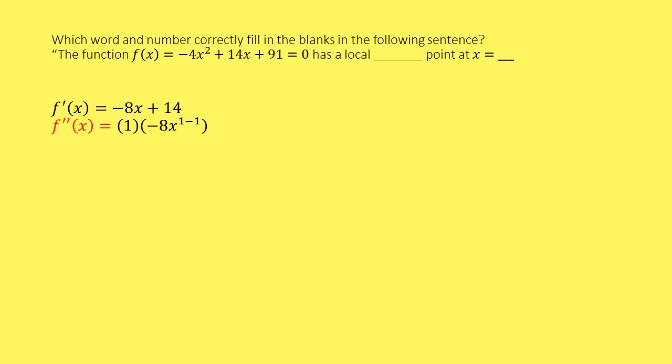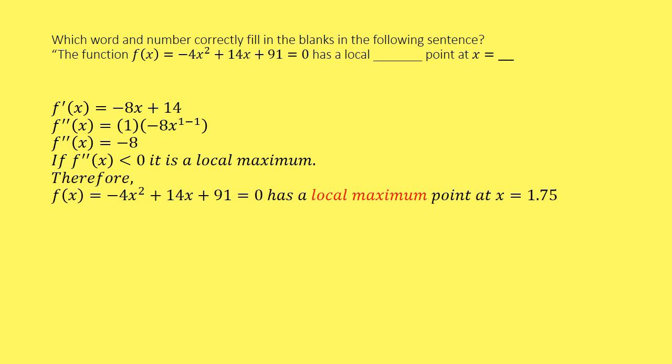We will end up with the power 1 being brought to the front and multiplied by the minus 8x, which is to the power of 1 minus 1. Therefore, the second derivative equals minus 8. The rule is that if the second derivative is less than 0, then it is a local maximum. If it is greater than 0, it is a local minimum. Therefore, the function minus 4x squared plus 14x plus 91 has a local maximum point at x equals 1.75 because the second derivative equals minus 8, which is less than 0.